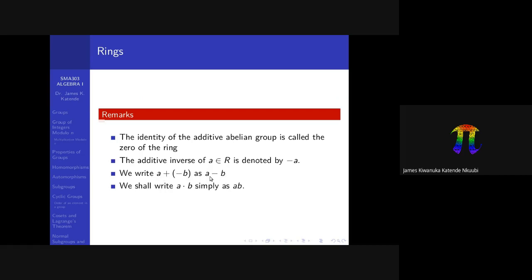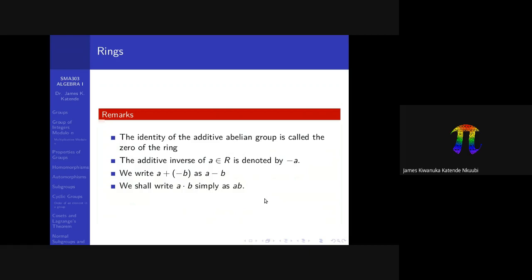So we define subtraction as this, where you add the additive inverse of some element to another element in the group. And then for simplicity, we shall leave out the multiplication as a binary operation, the dot. Instead of having a dot b, we'll just have ab to mean multiplication. The binary operation of multiplication will now be simplified just like that. We put a next to b, and that would mean ab.